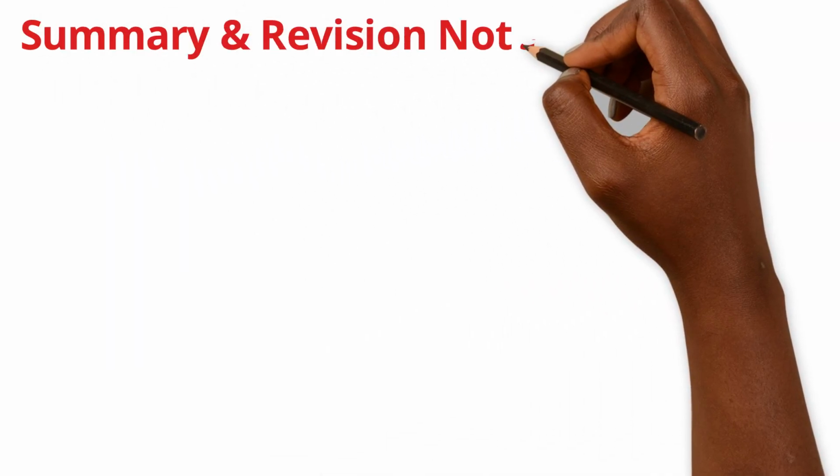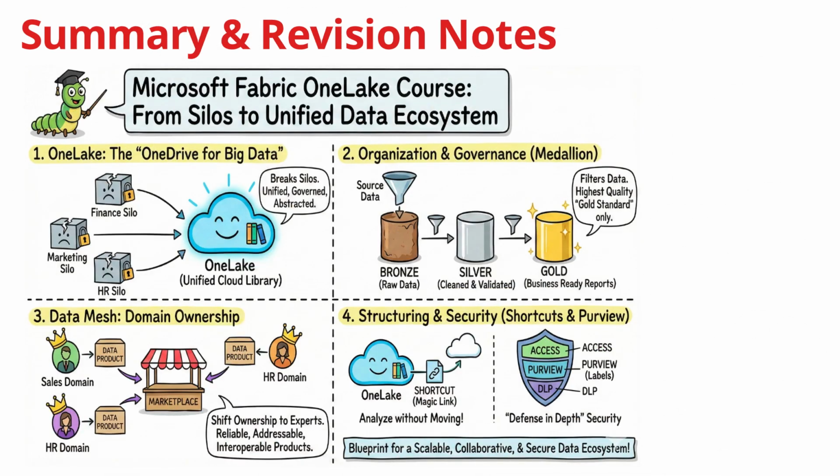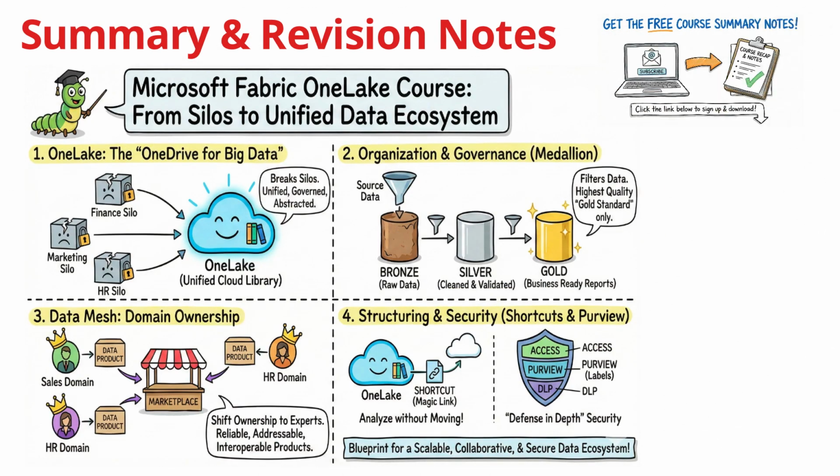This course provides a comprehensive journey through Microsoft Fabric's OneLake, the OneDrive for big data. We began by exploring how OneLake breaks down traditional data silos, replacing locked departmental rooms with a single, unified, and governed cloud library that abstracts away technical complexity. We then moved into organization and governance, where you learn to keep your data lake from becoming a swamp using the medallion architecture. By filtering data through bronze, silver, and gold layers, we ensure that only the highest quality, gold standard information reaches your business reports.